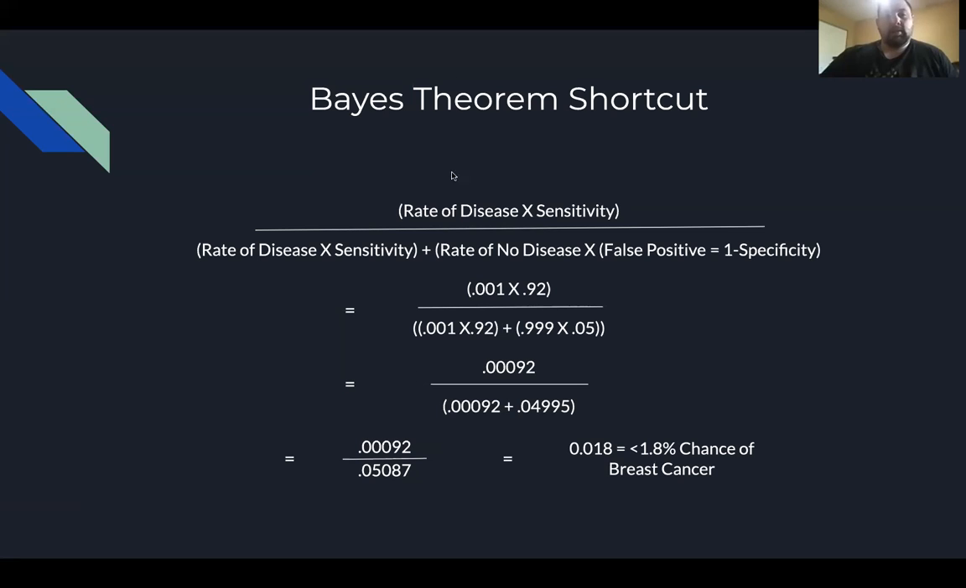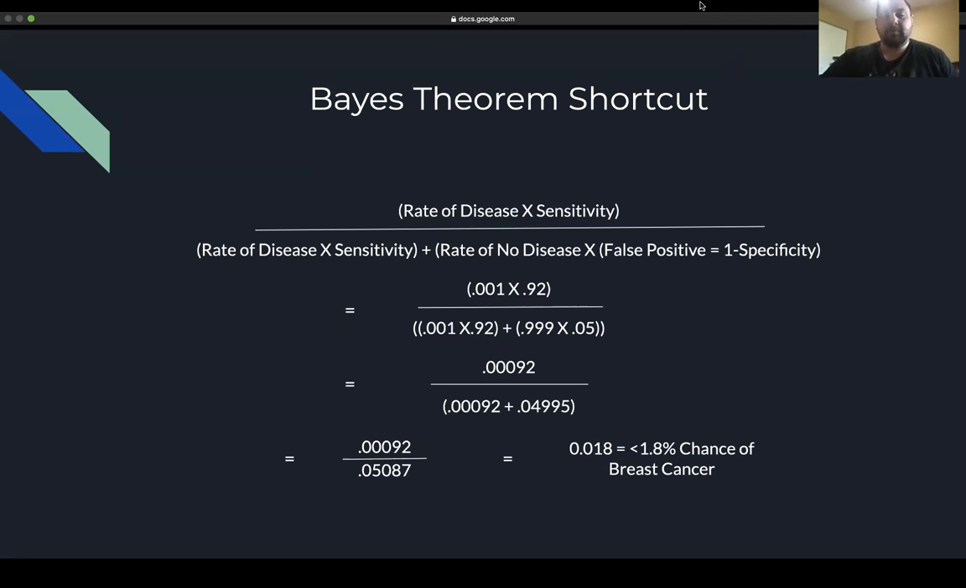Okay, so in conclusion, we can answer our patient's question of what's her chance of having breast cancer based off of this test with a sensitivity of 92% and a specificity of 95%, by computing the conditional probabilities utilizing contingency tables as well as applying the shortcut of Bayes' theorem. And we can answer her question saying that she has a less than 2% chance.